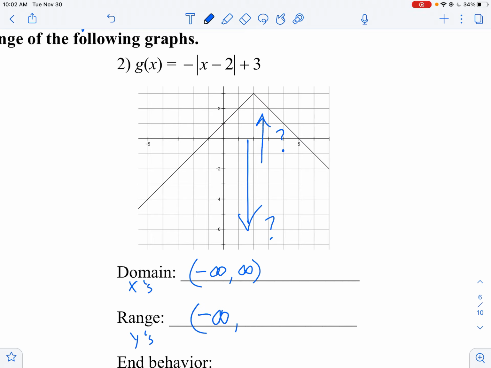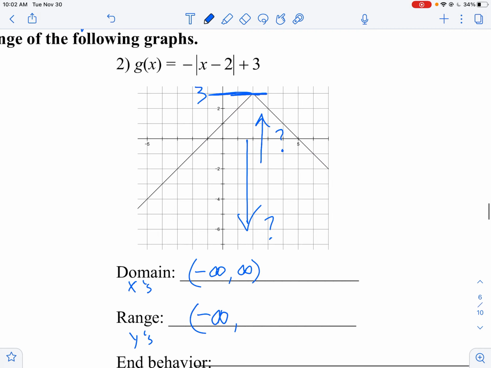But it doesn't go up forever. It does have a maximum y value, and it's here. And that maximum y value is 3. So on your range, you're going to put 3. And since it actually hits 3, that 3 is the highest y value, you're going to put a square bracket instead of an open bracket.